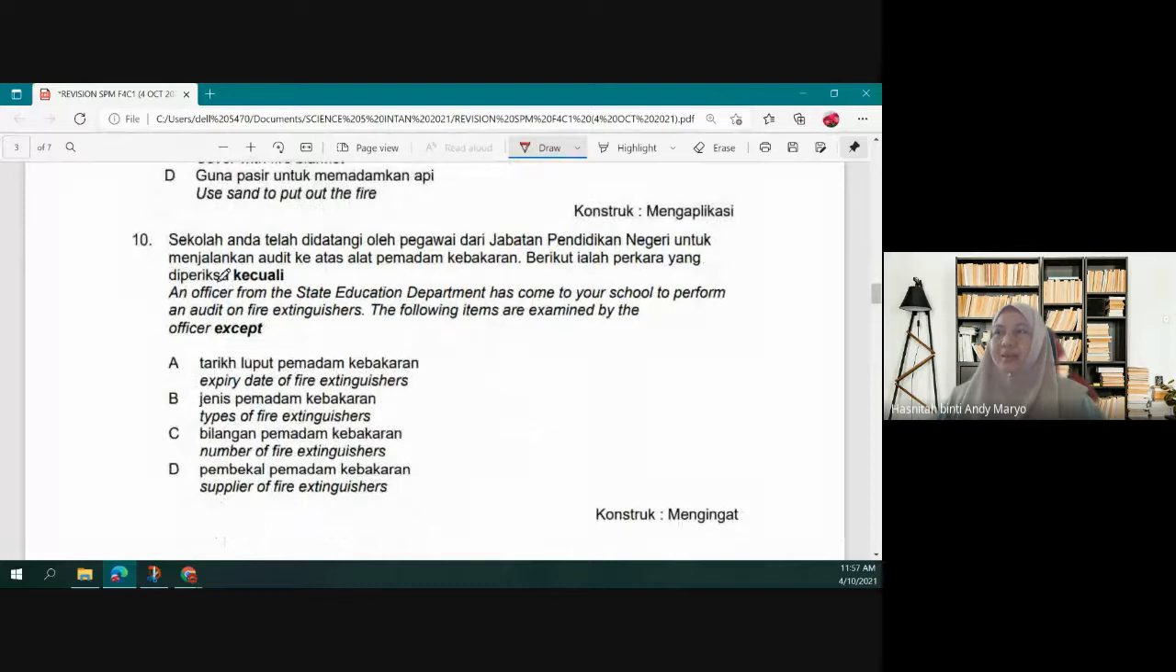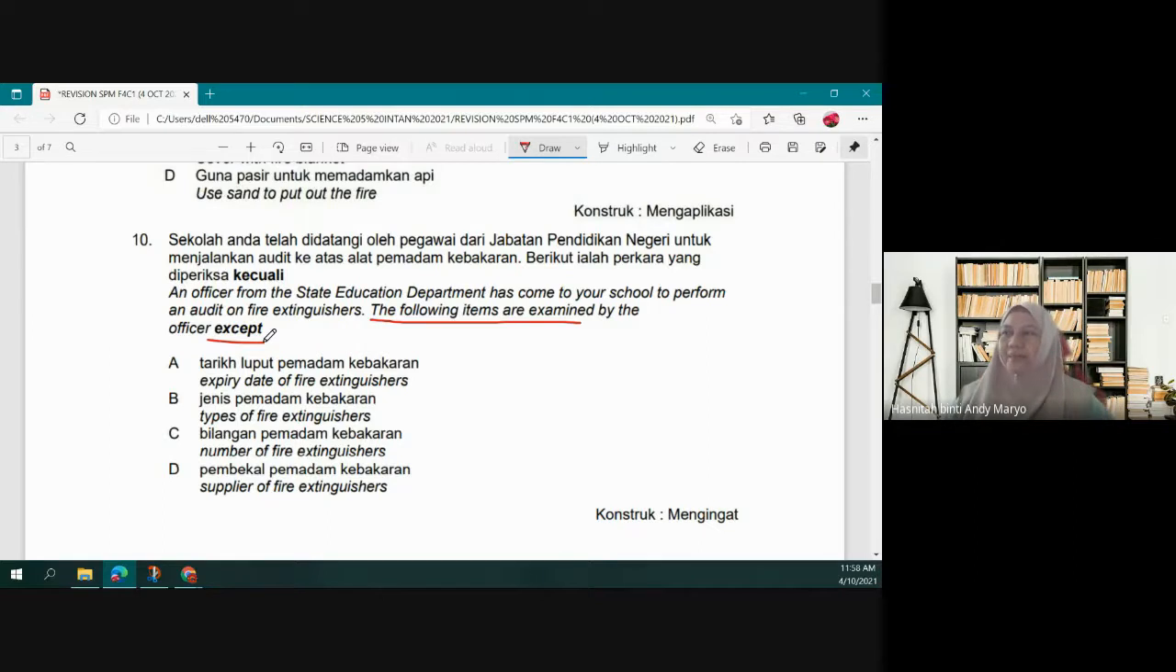Okay, our school, an officer from the State Education Department, katalah ada pegawai JPN, pegawai PPD, come to your school to perform an audit on fire extinguisher. Dia nak audit, dia nak check kita punya fire extinguisher. So the following items are examined by the officer except. So dia kata yang bawah ni semua dia akan check. Kecuali yang mana tak penting, dia tak check pun tak mengapa, no problem. Okay. So you must understand what is the need of the question first, then only choose which one is the best answer.